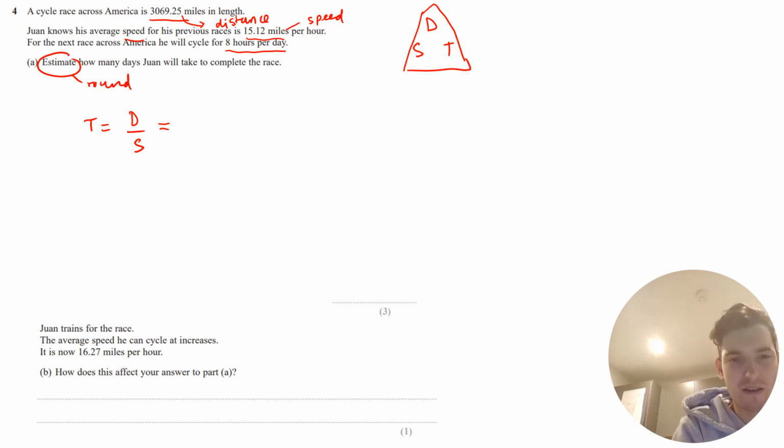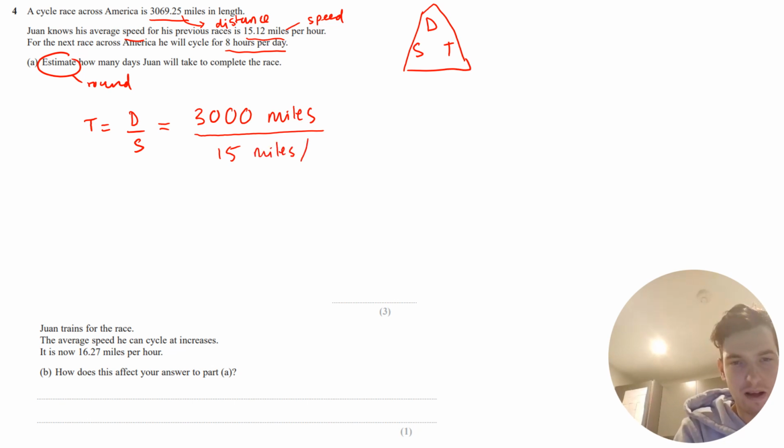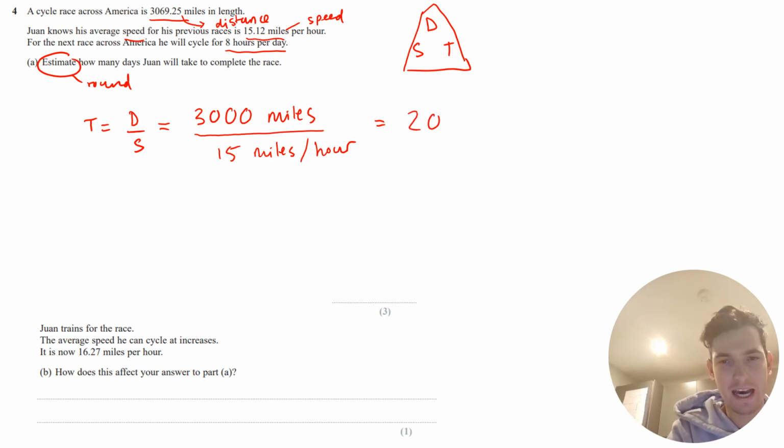So rounding that to one significant figure, that is going to be 3,000 miles. And I'm going to divide that by my speed. Again, let's just round that to 15 miles per hour. And this is going to give me my time in hours. So I just need to do that calculation. 30 divided by 15 is 2, and then add the extra 2 zeros, and that is my time in hours.